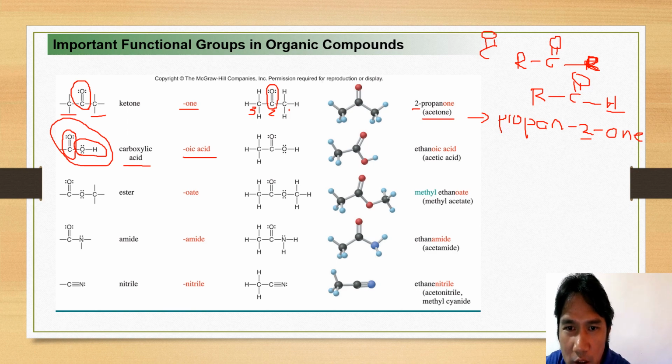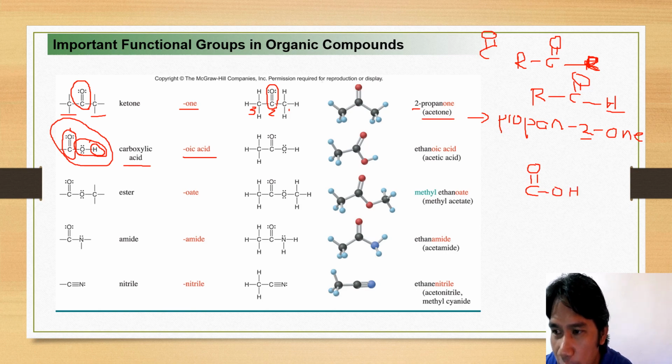This is the carbonyl plus OH. The whole thing is carboxylic acid. This hydrogen here is acidic. Carboxylic acid, as I said, is acid. They are generally weak acid. So the simplest carboxylic acid contains only 1 carbon. This is the simplest carboxylic acid.